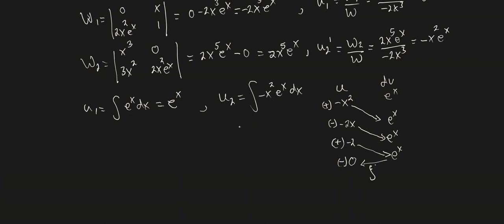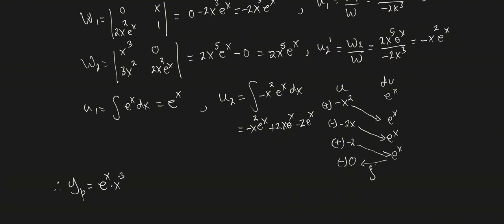All right. So we can just look at our table and write down what the antiderivative is of negative x squared e to the x. So we'll have a negative x squared e to the x, and then a plus 2x e to the x, and then a minus 2 e to the x. Again, for the purposes of this problem, we take our constants of integration to be 0, right? So therefore, our particular function is u1 times y1. Well, what was my y1?